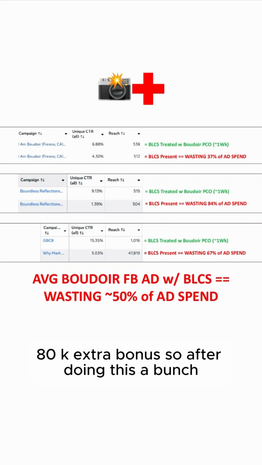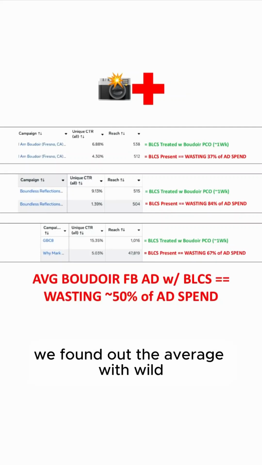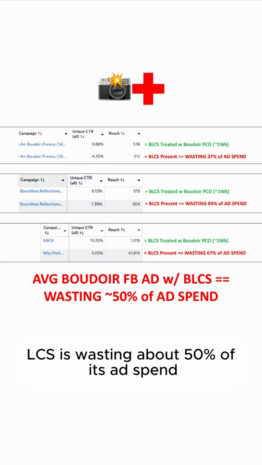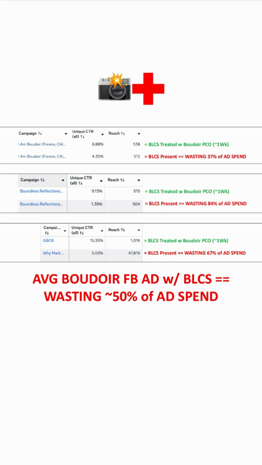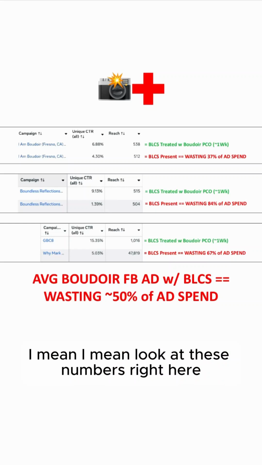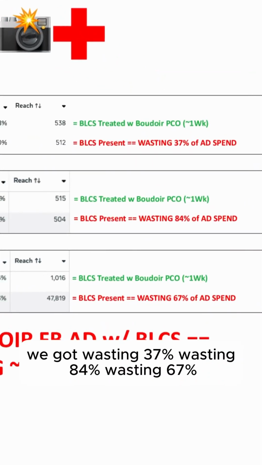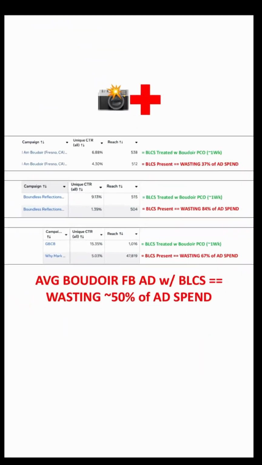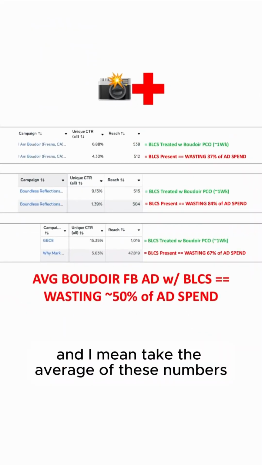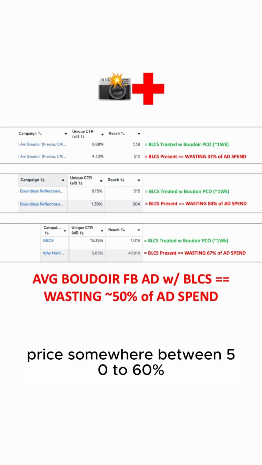So after doing this a bunch, we found out the average Boudoir Facebook ad with BLCS is wasting about 50% of its ad spend. And as a result, look at these numbers right here. We got wasting 37%, wasting 84%, wasting 67%. And take the average of these numbers, probably somewhere between 50 to 60%.